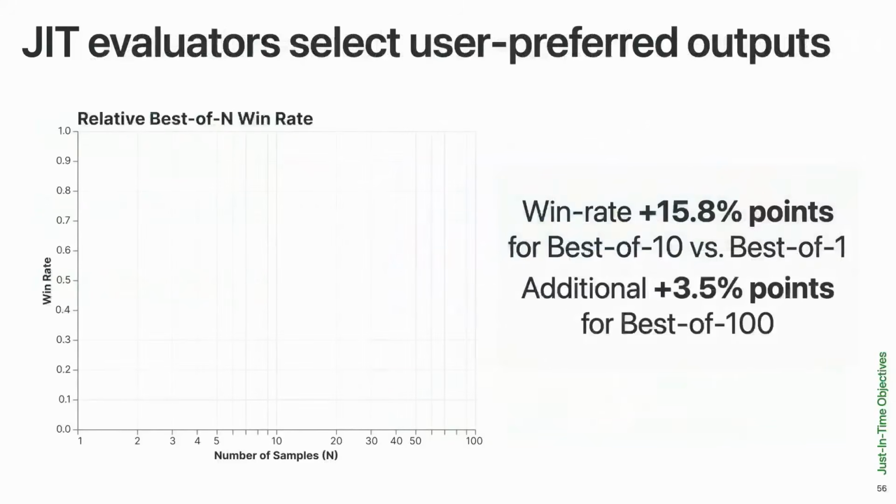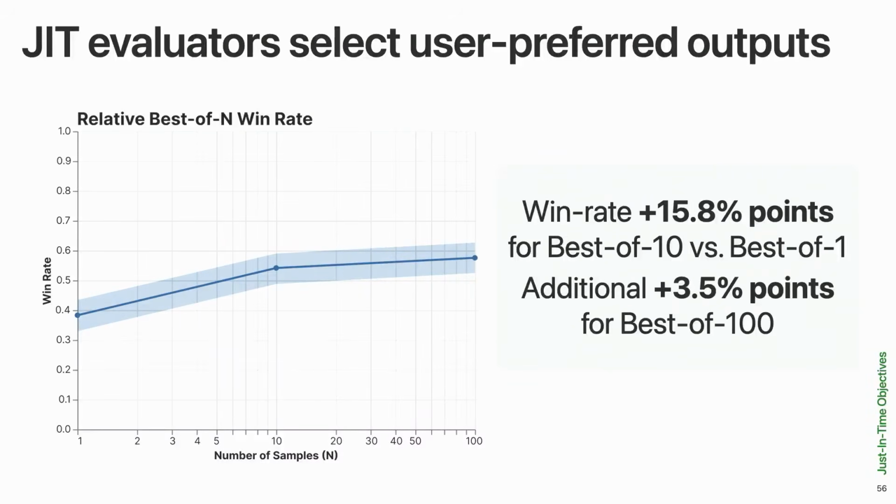And looking at the evaluators, we find that if a JIT evaluator is working well, it should be selecting more user-preferred outputs or more user-preferred candidates even among those JIT generations. And so that's what we did here. And we'd want to see a higher win rate for a larger number of samples. And we indeed find that JIT evaluators help us to select more user-preferred outputs, further hill climbing on this objective, jumping up about 16 percentage points from 1 sample to 10 samples, which is almost as much benefit as scaling up to a whole order of magnitude more samples.